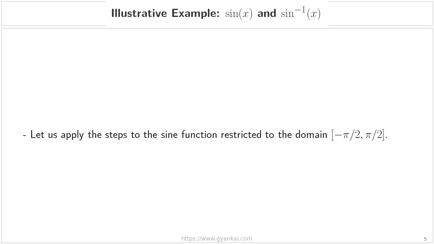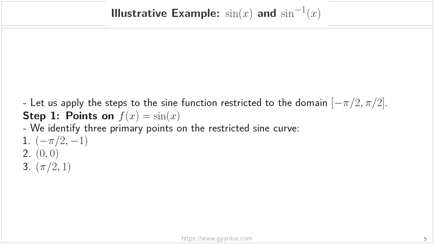Now that we have discussed the theoretical steps and the geometric concept of reflection, let us put everything into practice with a concrete example. We will apply these steps to the sine function, specifically restricted to the domain from -π/2 to π/2. As we mentioned earlier, this restriction is essential to ensure the function is bijective, allowing it to have a valid inverse. First, let's look at step 1.